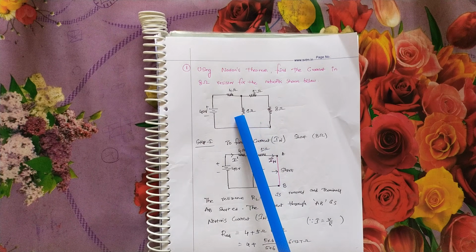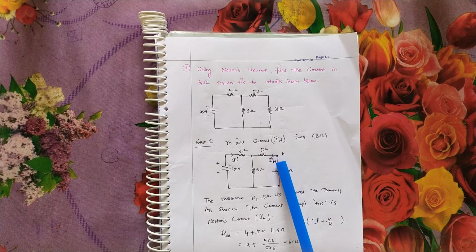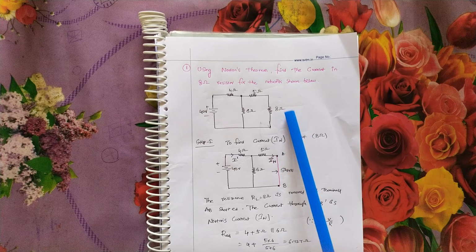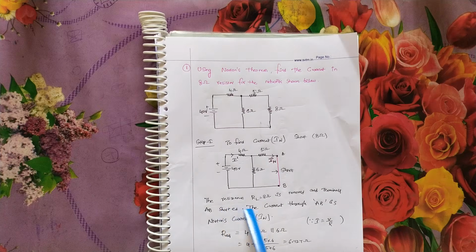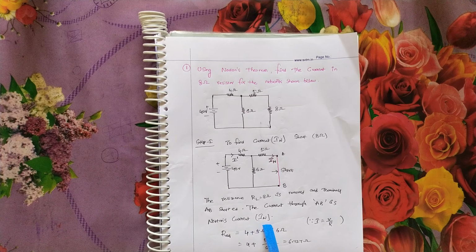What are the steps to be followed? Step 1 is to find Norton's current. We have to short circuit the 8 ohms resistance that acts as the load. The A-B terminals are short circuited, as we can see. The resistance RL is removed and the terminals AB are shorted. The current through AB is Norton's current.